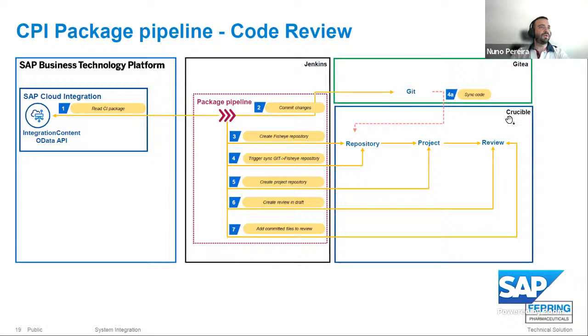Fisheye, which is also a part of Crucible for the code reviews, has a repository available. If not, we create one. We link it to the Git repo. We also create a project in case it does not exist. So these are concepts of the Crucible code review tool. We also create a review in draft in case no review exists.